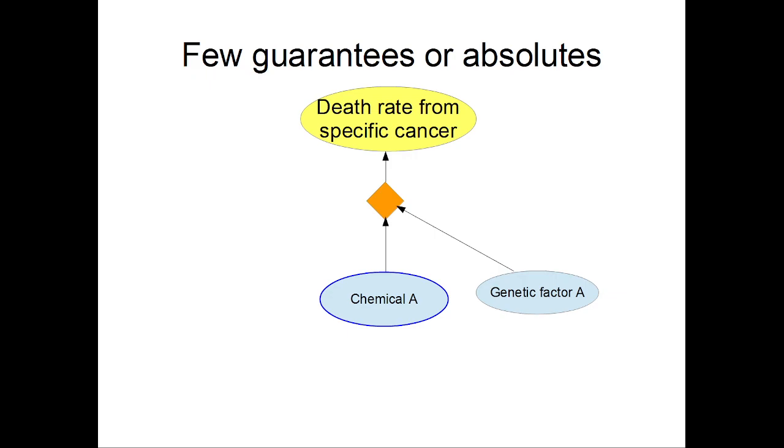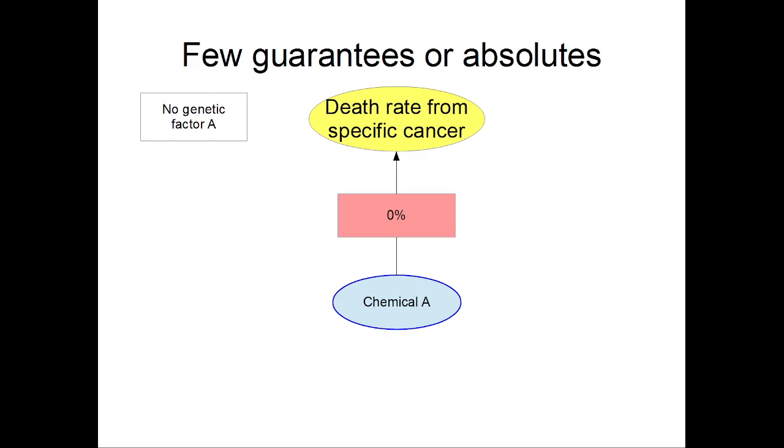But if you do have genetic factor A, maybe you're at really high risk, and if you come into contact with this chemical, then you have a really high chance of dying from this specific cancer. That would be really nice to know, because then we could improve our estimation of the odds. It wouldn't just be pure gambling without that much information. We would have more information.